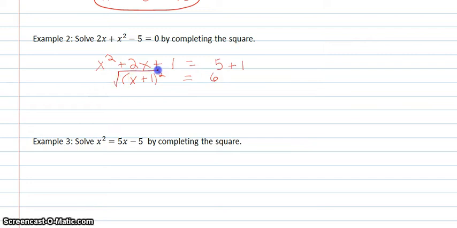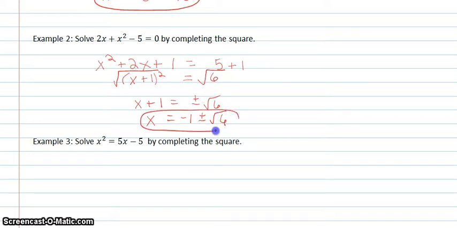Then I'll square root both sides of the equal sign, and I'll have x plus 1 equals plus or minus the square root of 6, and then I would subtract 1, so x equals a negative 1 plus or minus the square root of 6, and we'll just leave our answer like that, because that's the most accurate way.